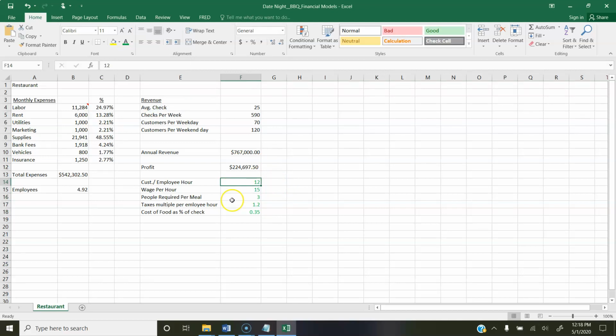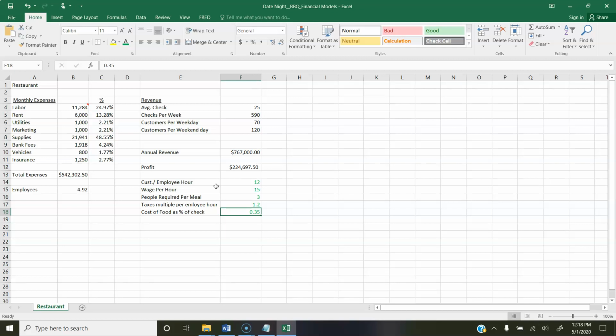So the average number of customers per employee hour might be 12. That's what we saw before, right? We have 3 people working at a time, and they can handle about 12 customers an hour. Our wages per hour, we're assuming, are about $15. We've got 3 people required to make each meal. So maybe this is a cashier and 2 cooks as an example. And then we've got taxes and benefits representing about 20% of total wages. And then we're assuming that food costs about 35% of the value of the meal.